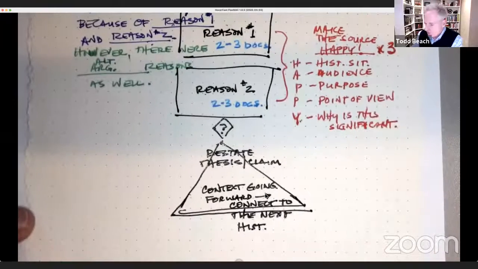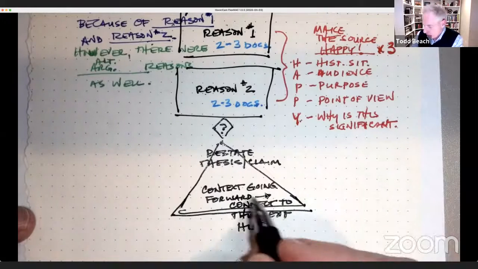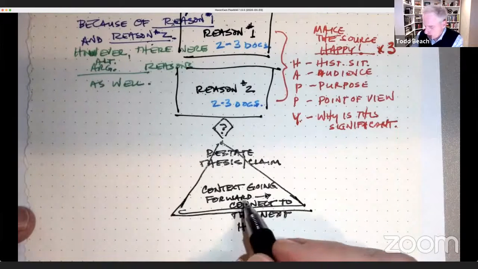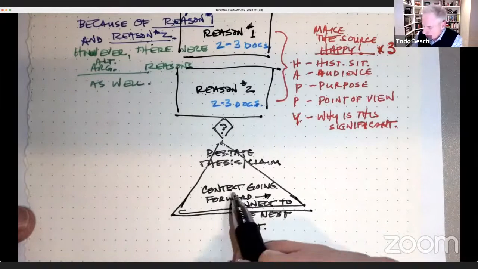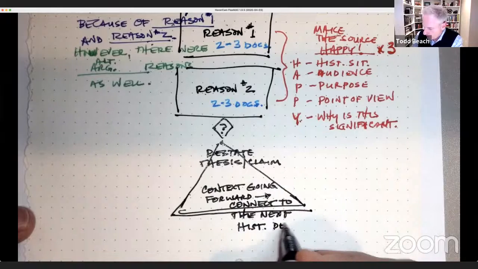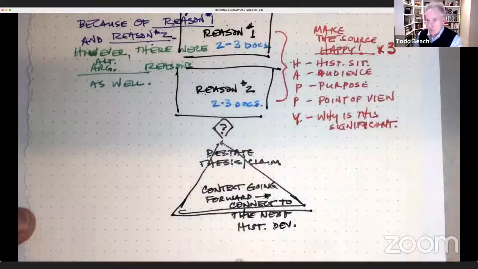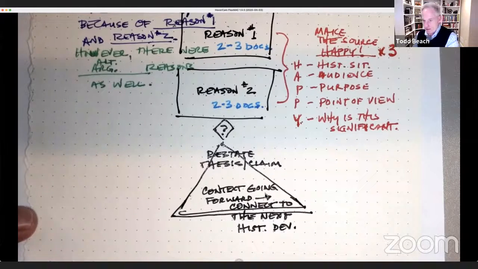But also, this is what good writers do. Good writers don't just abruptly end their essay. And so, yes, we're conscious of time, but we're also developing skills that you're going to have for a lifetime. So what about some context going forward? Connect to the next historical development. Okay, so this is about imperialism, and Katie just talked to you about how imperialism was a cause of World War I. There's a chance for you to bring that in there and connect that way.